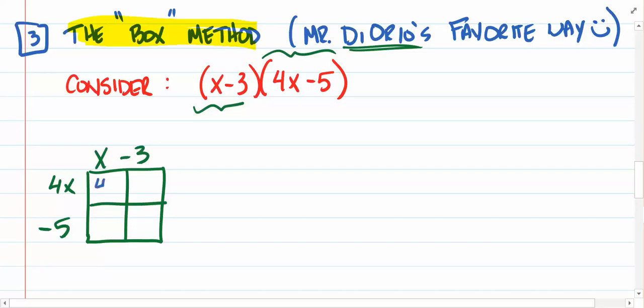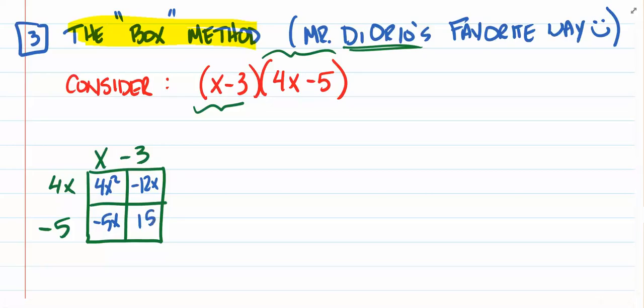4x times x gives me 4x squared. 4x times a negative 3 is a negative 12x. Negative 5 times x is negative 5x. And negative 5 times a negative 3 is a positive 15. Now the really cool thing that I like about the box method is this: if both your binomials are written in standard form, then the diagonals are always going to be like terms.